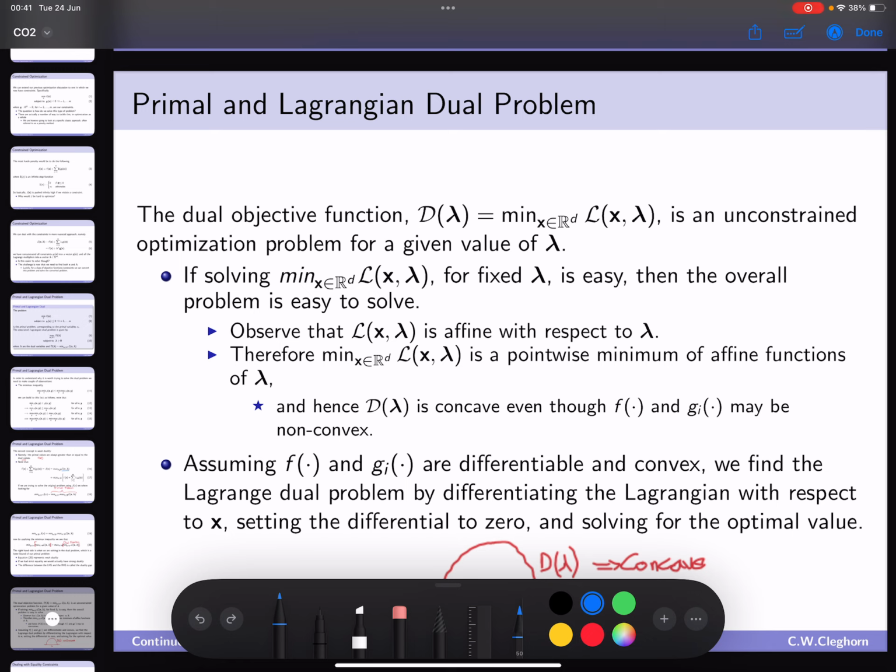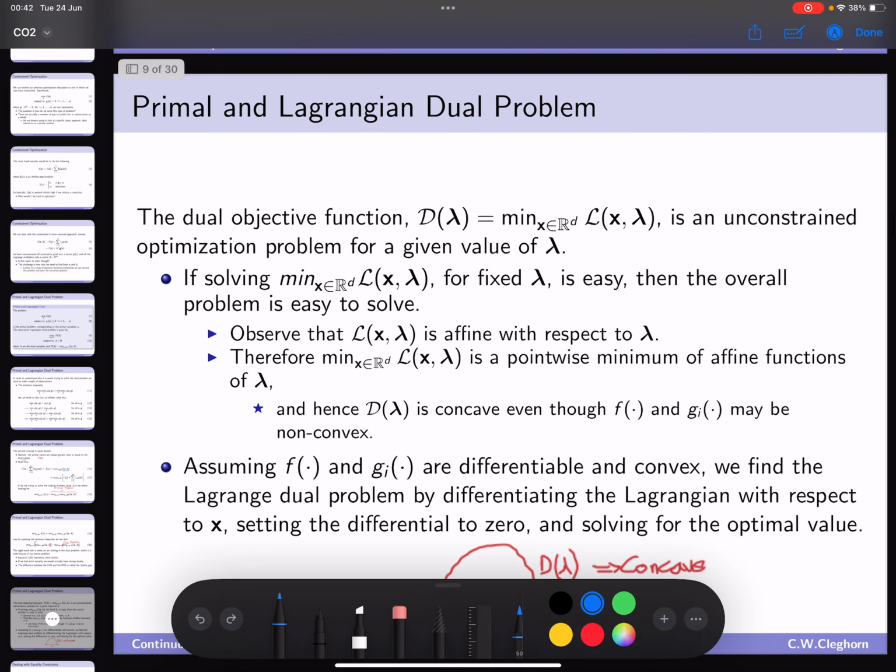What this ultimately means is that we actually know that the function is convex with respect to the lambdas. Okay, and so if solving the minimum of a Lagrangian for a fixed lambda is easier, then the overall problem is easy to solve. Otherwise, we can observe that the Lagrangian is affine with respect to our lambdas, and therefore, if we minimize over x of our Lagrangian, we will get the pointwise minimum of affine functions of lambda, and hence the dual problem is concave. Sorry, not convex, as I said earlier, it's concave, even though f and the g_i's may be non-convex.